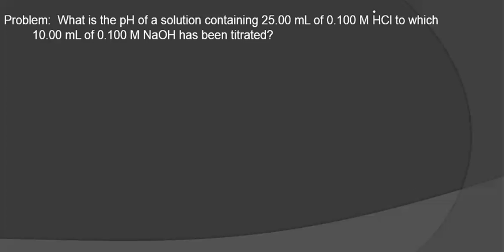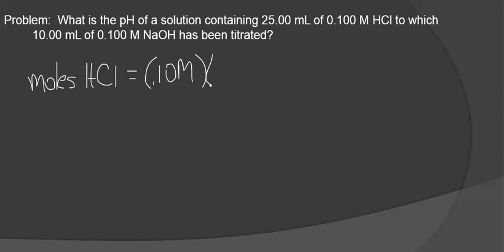Well, in a titration problem, I need to determine the number of moles of acid and base present. So to find the moles, I'm going to take the concentration, which is 0.1, and multiply by the volume in liters. So 0.025 liters. So the amount of moles of HCl is 0.0025.